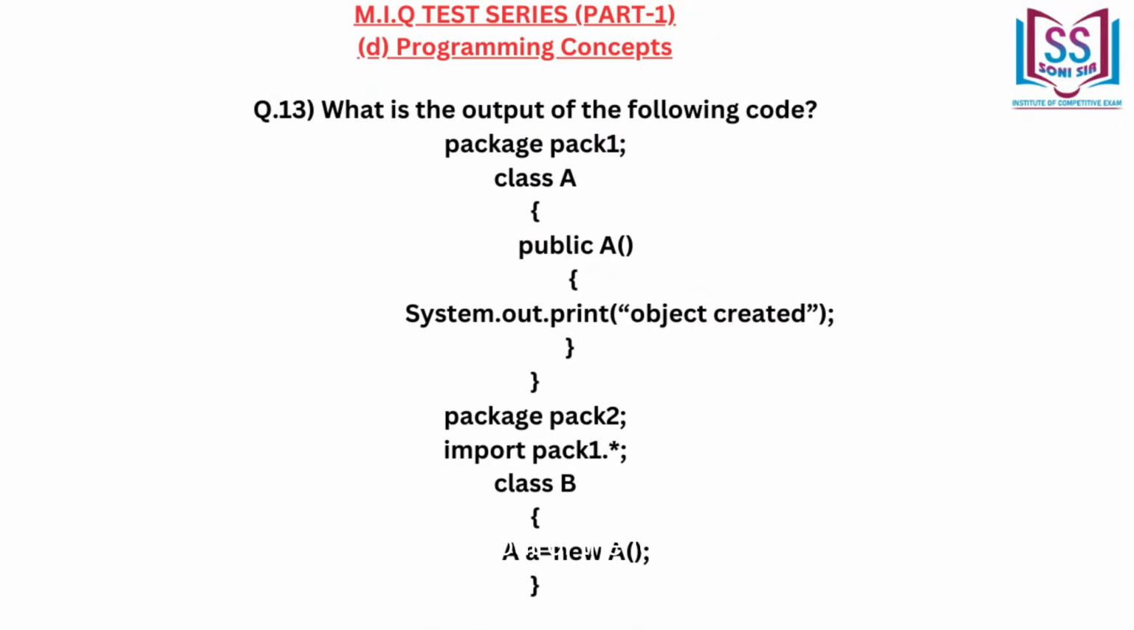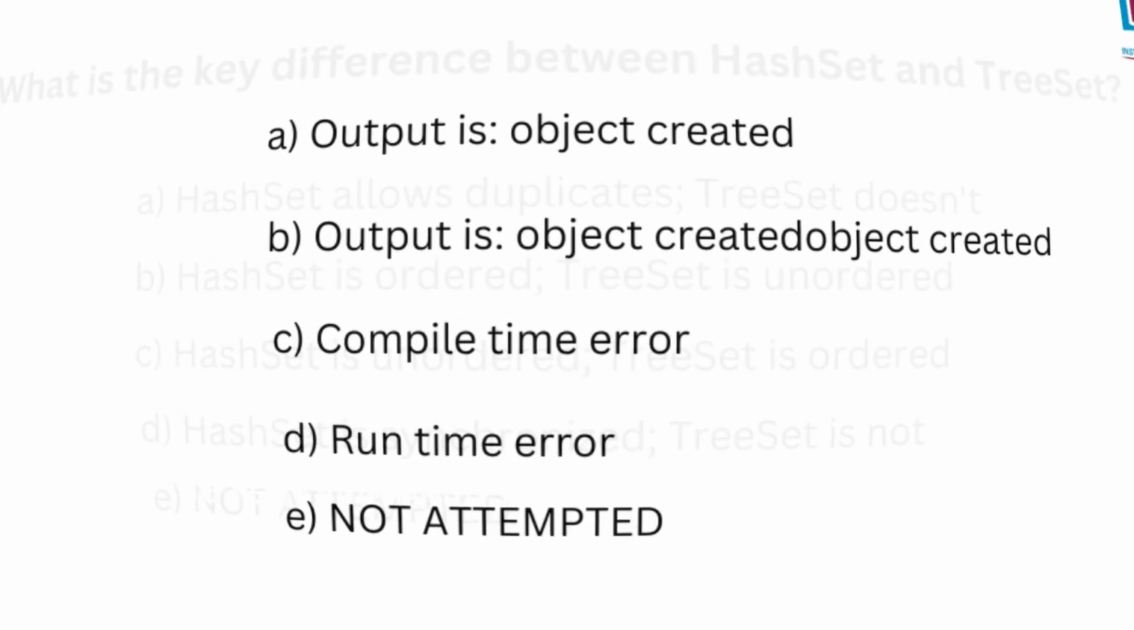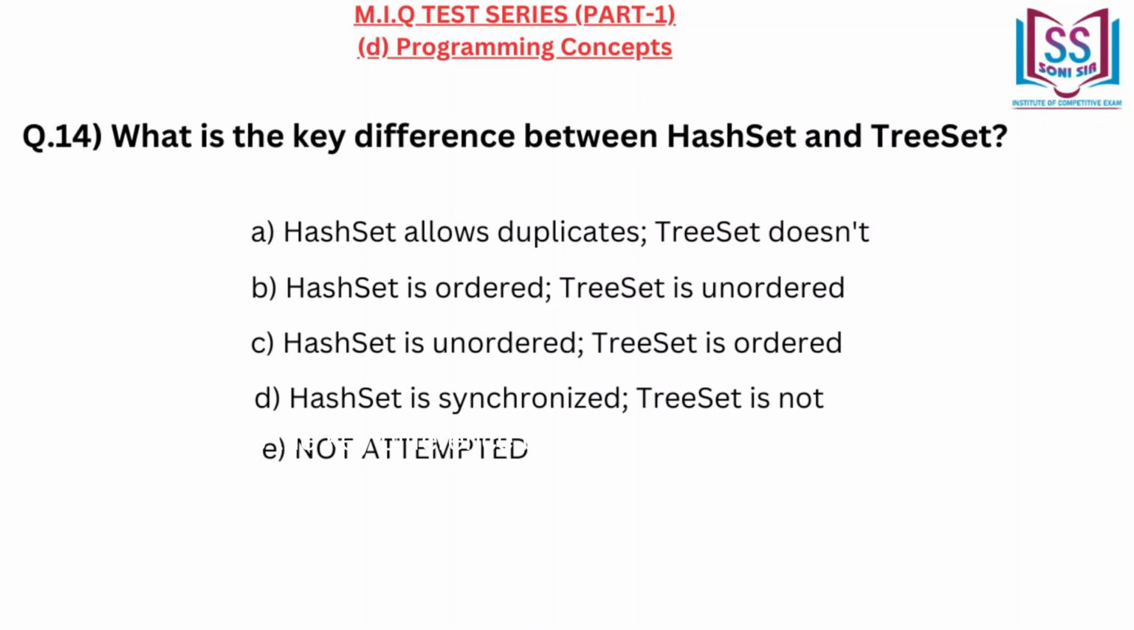What is the output of the following code? A. Output is object created. B. Output is object created. C. Compile time error. D. Runtime error.